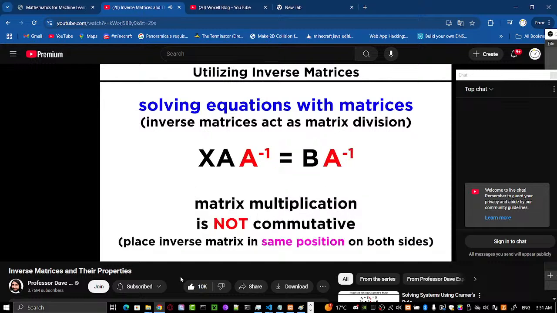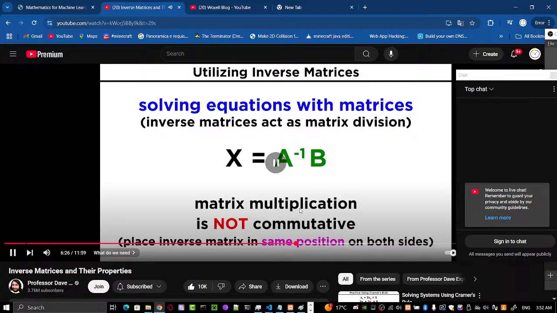Don't forget that matrix multiplication is not commutative. So wherever we place A inverse on one side, we have to place it the same way on the other side. So in this case, as the rightmost entry on each side. If the original equation was A times X equals B, we would have to place A inverse all the way on the left, because A inverse times A should also equal the identity matrix, in which case the right side must be A inverse times B and not B times A inverse.